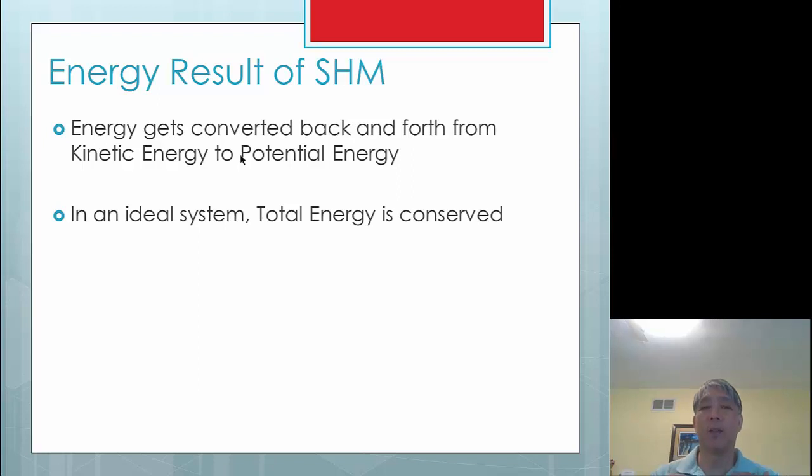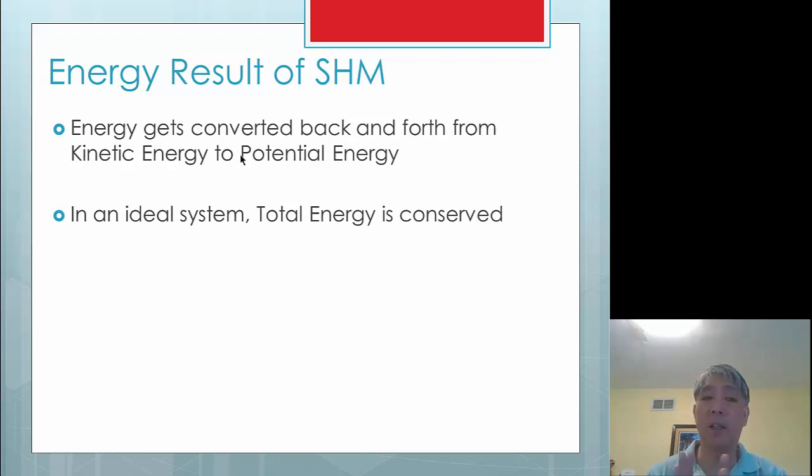In simple harmonic motion, energy gets converted back and forth from kinetic energy to potential energy. For a pendulum, it's gravitational potential energy as it swings up and then back down. At the bottom is where I'm going to have my greatest kinetic energy, and then it swings back up. At the peak, my velocity has stopped, and so my kinetic energy has gone to zero, but I'm at the highest point, and so that's my greatest potential energy.